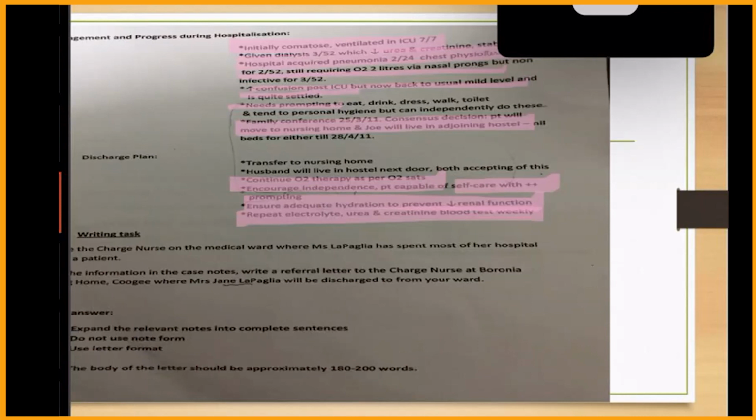Despite capability of doing independent activities, she still requires encouragement. Something like that is a little harder way of saying. I think we can make it a little lighter. She's anyway capable of doing all her activities. That's good.